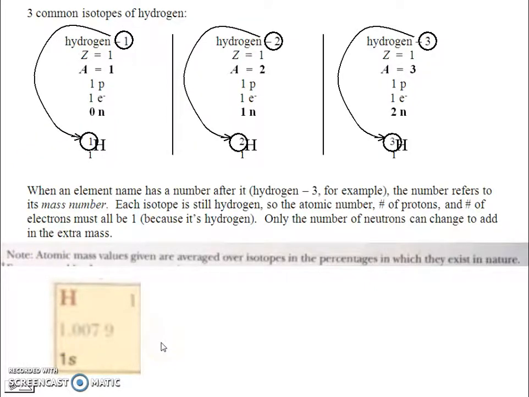So this is not a mass number. This is an average of these different isotopes. And clearly, what's the most abundant? Hydrogen 1, 2, or 3? I mean, it's clearly 1. Since this number would just round to 1, that just means that hydrogen 1 is much more abundant in nature than either 2 or 3.